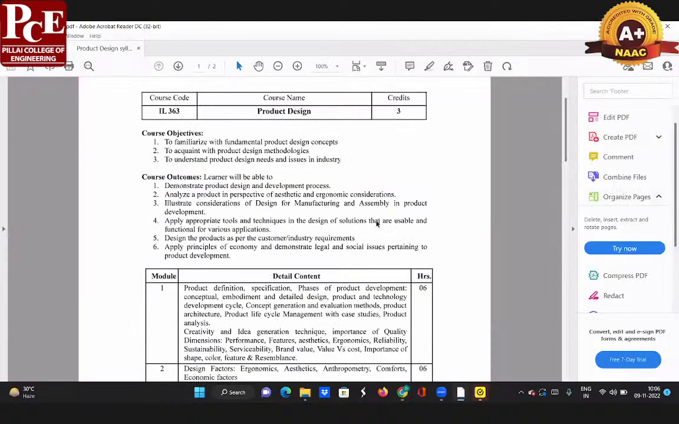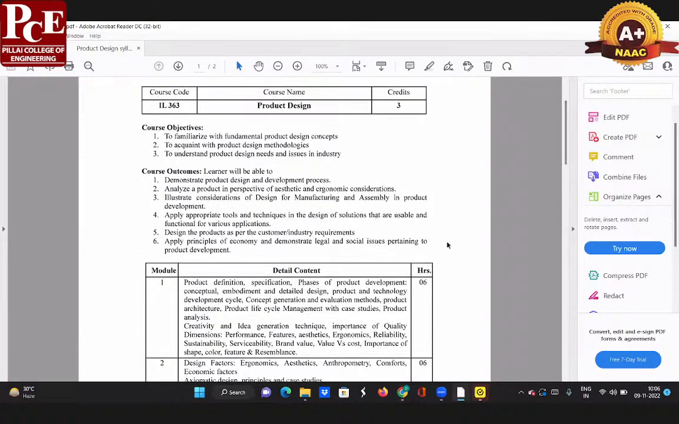I hope this product design syllabus is visible to you. As I mentioned, product design is one of the institute level electives which comes under engineering design. When we talk about product design, it is going to be physical product design, not goods or services like an IT product. This course is for 3 credits, and the course code is IL 363.